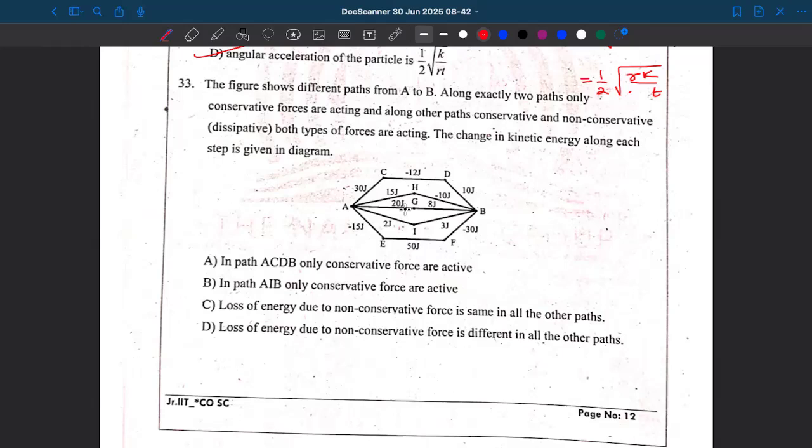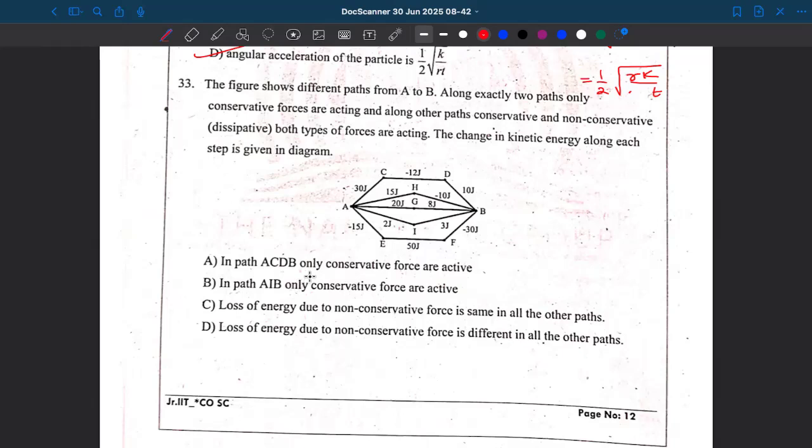ACDB. The figure shows different paths from A to B, and out of all, only two paths are conservative. The change in kinetic energy along each step. Okay, fine. So how do I comment on this? That's my point. How do I comment conservative or non-conservative?